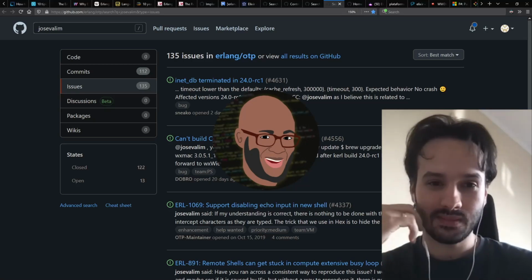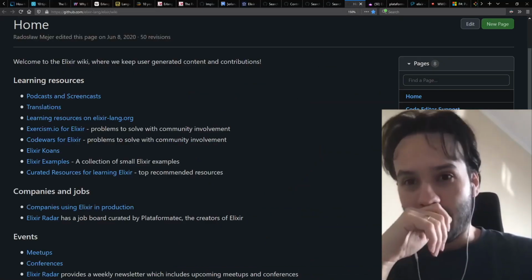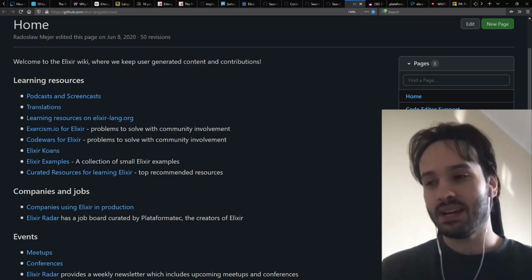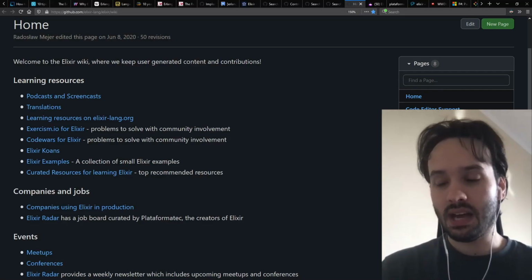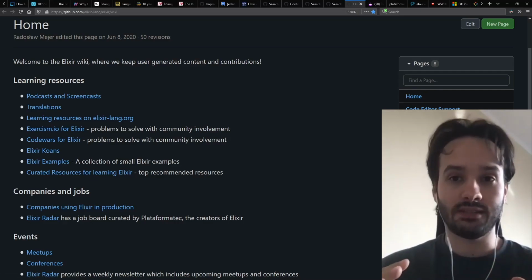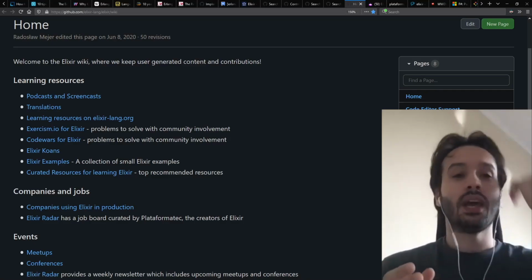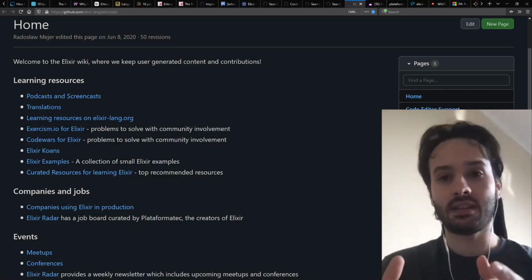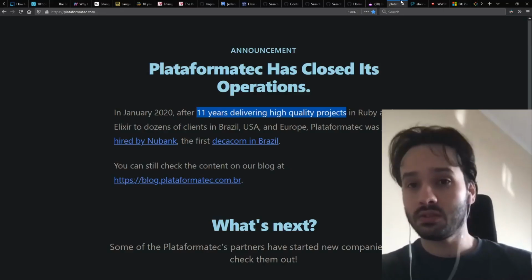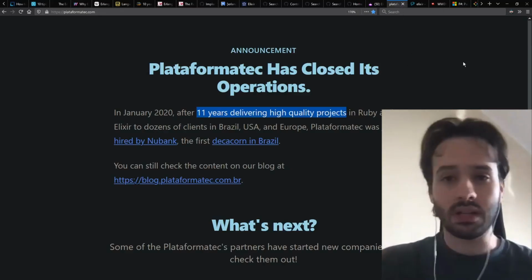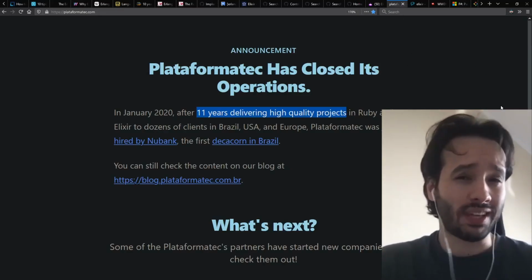How does Elixir governance work? Okay, so there's a lot to unpack here. From the beginning, I've always tried to keep things as decentralized as possible. One of the reasons for this is that when Elixir started, I was one of the founders of a consultancy called Plataformatec. When we started, we were maybe between 20 and 30 people.